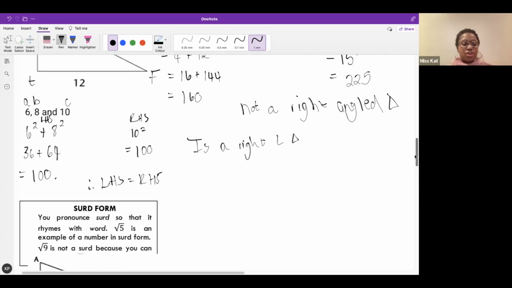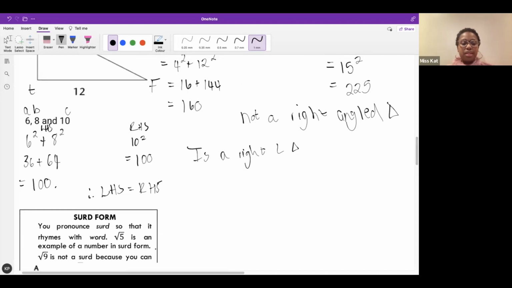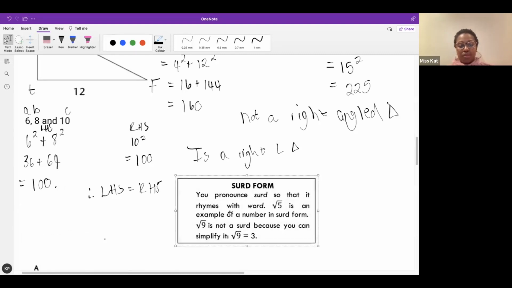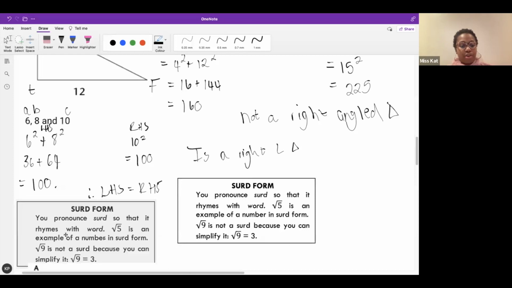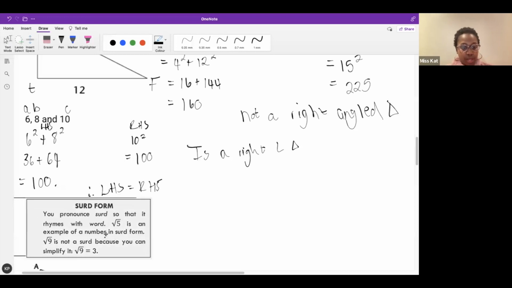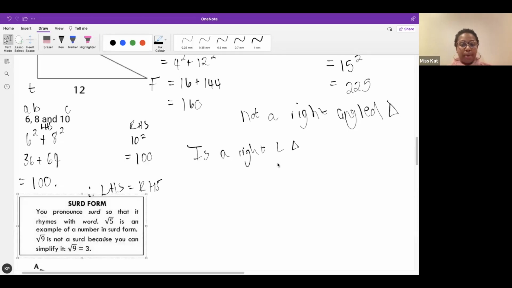Okay, let's talk about third form, guys. I'm glad that you understand. Third form refers to numbers that are not perfect squares. The longest side is the hypotenuse square.